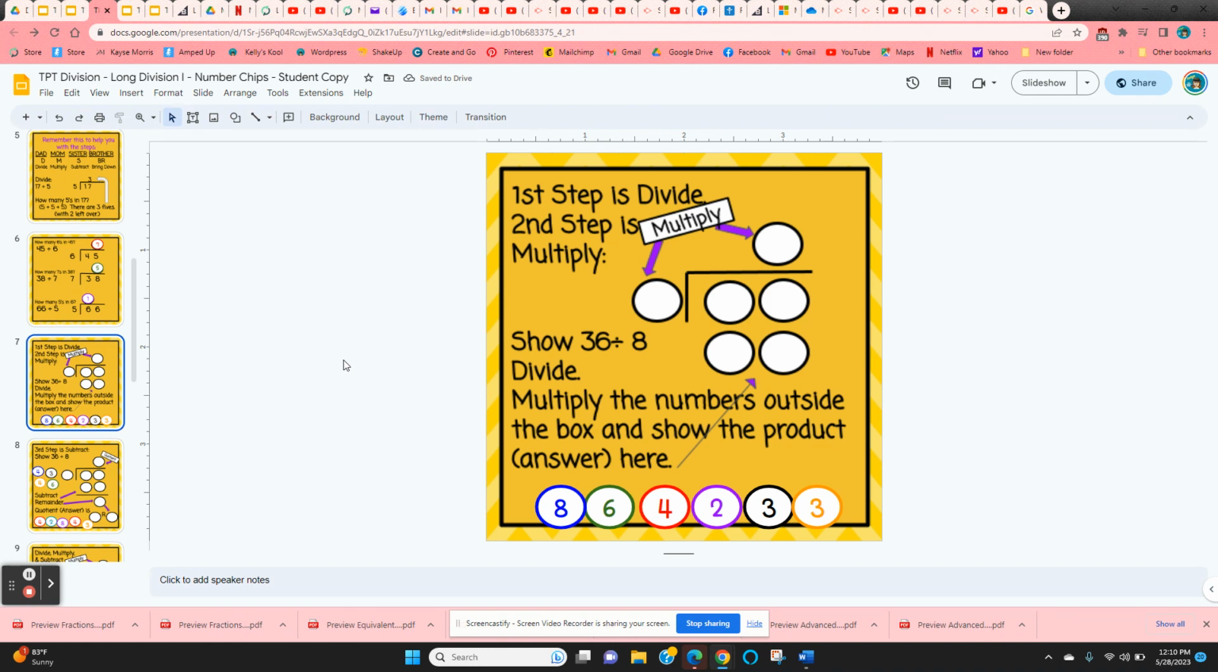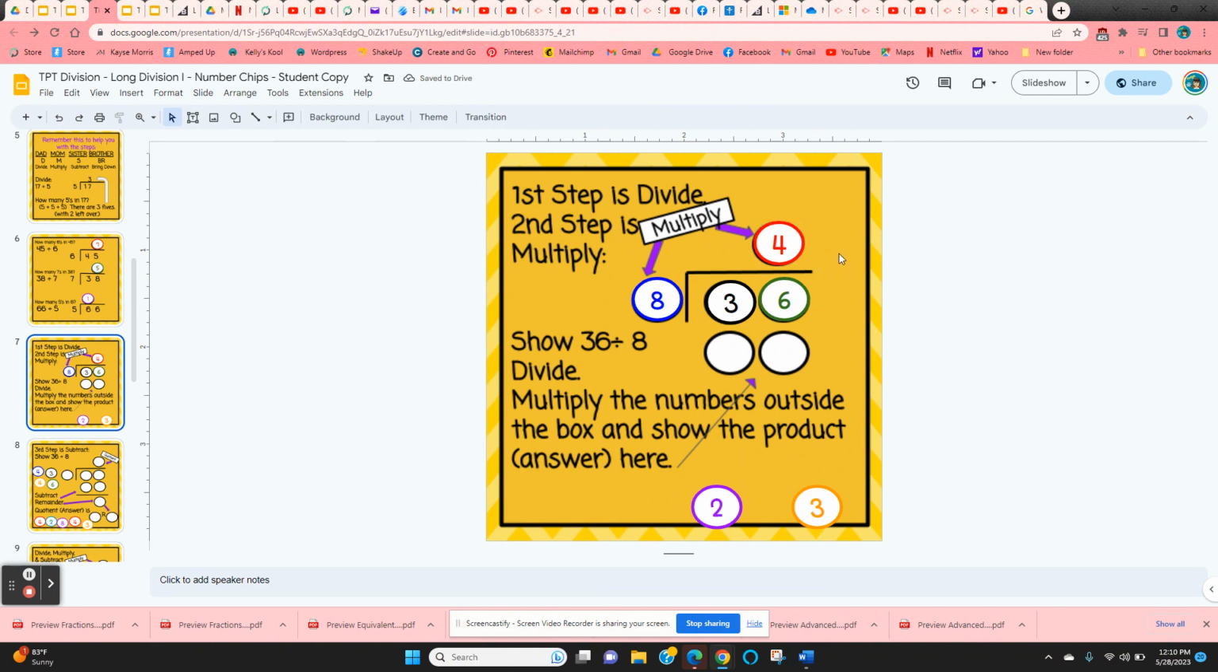Now we go on to the next step, which is divide. So first, they know where the numbers go. If they have 36 divided by 8, they've already practiced putting the numbers in the correct place. So they're going to do that first step, which is division. 8 goes into 36 4 times. So the 4 goes up here.